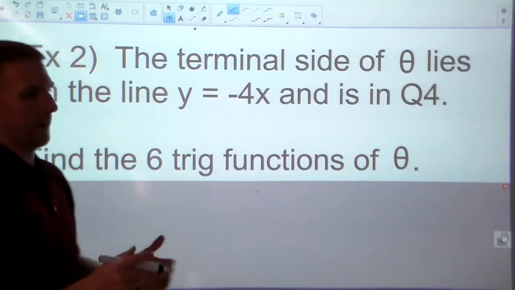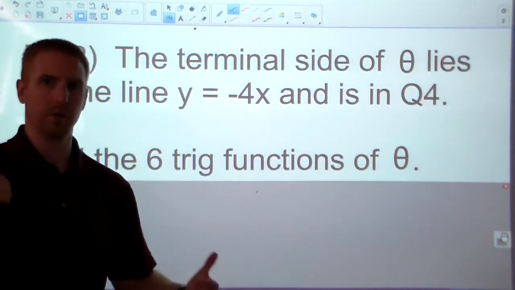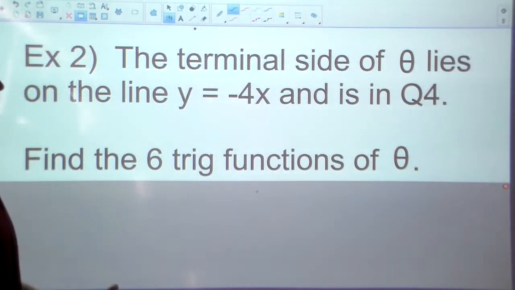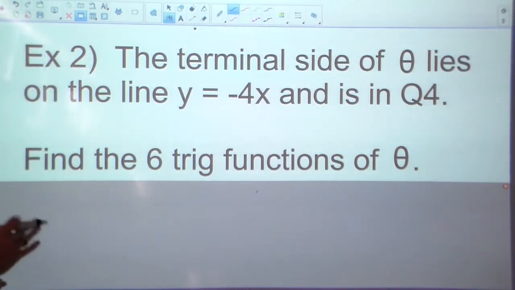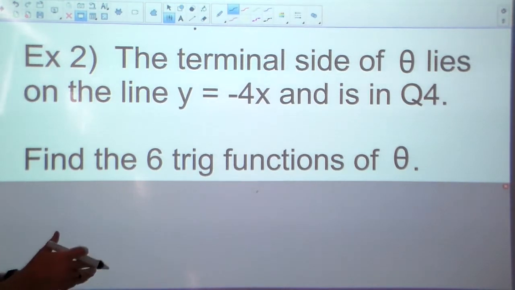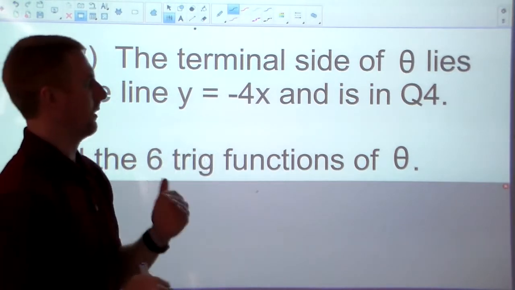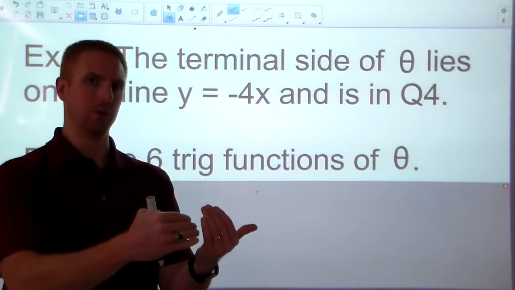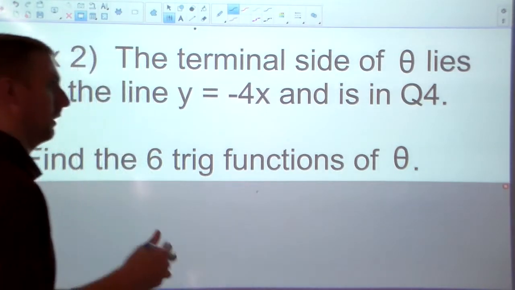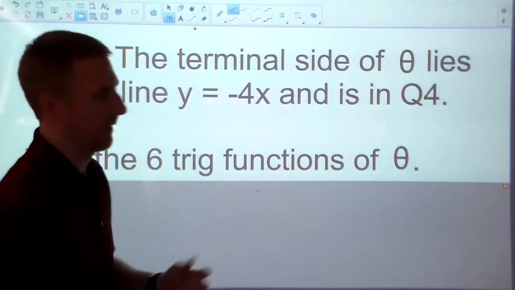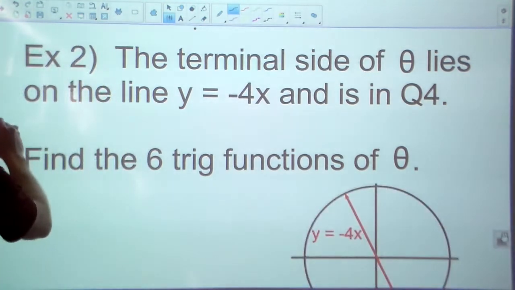In example 2, we're going to put a line on the unit circle that's going to go through the circle. It makes a triangle, but there's more to it than just the triangle. It says the terminal side of an angle lies on the line y equals negative 4x, and it's in the fourth quadrant. Quadrant is important here because every line that goes through the origin is going to go through exactly 2 quadrants. And it says find the 6 trig functions of that angle.